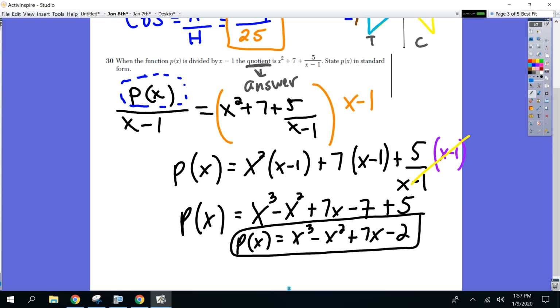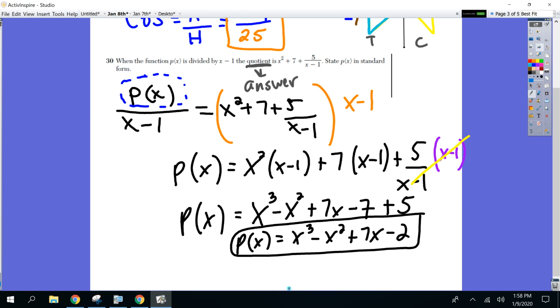Standard form means exponents have to go from greatest to least. All I wanted was to find p of x. That was it. Don't do anything else. So remember, it's only how many points? 2 points. That's it. Shouldn't be going nuts on a 2-point question, doing all the factoring afterwards for 2 points.